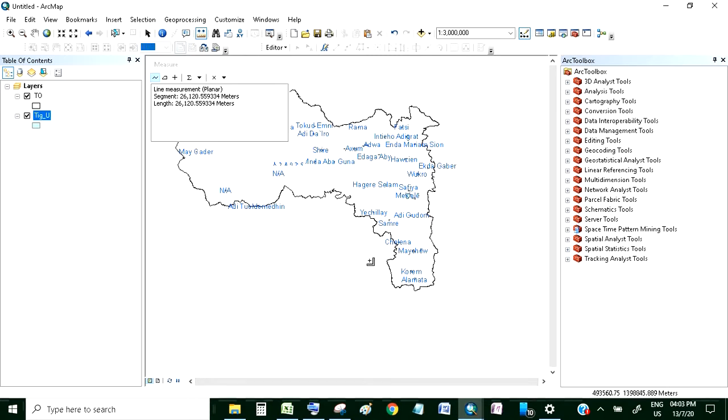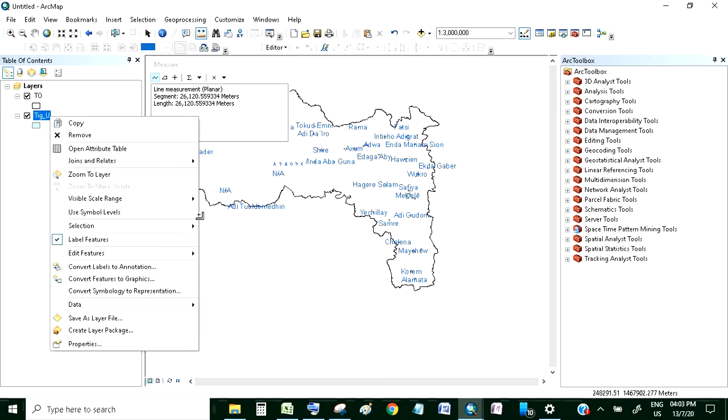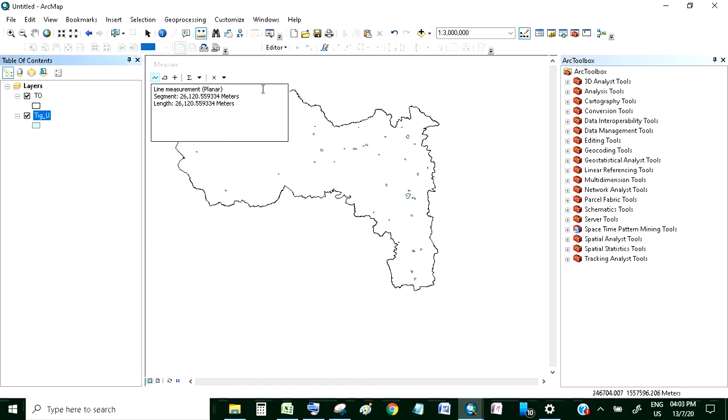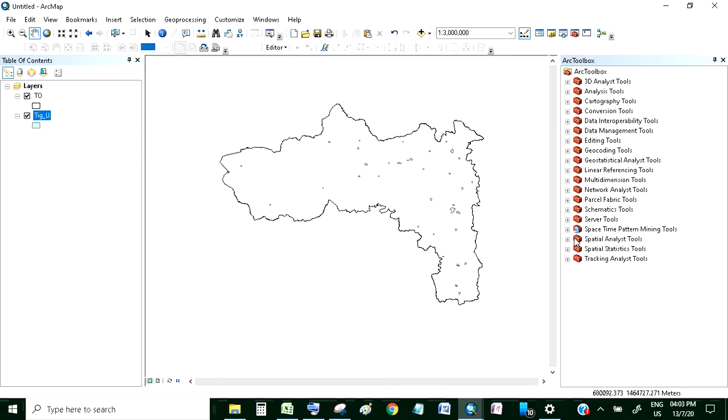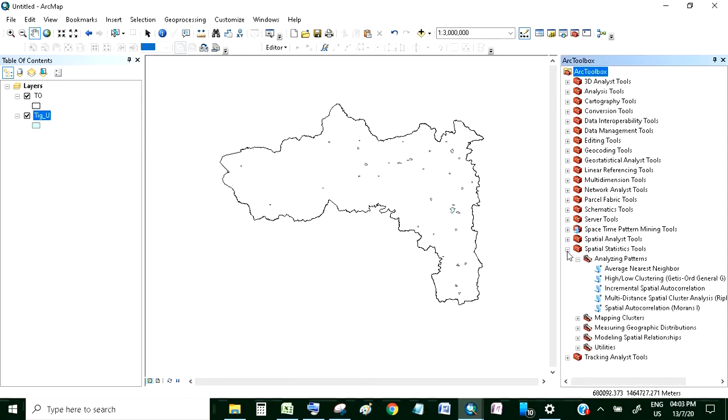So let's do it, and we will see the pattern. For that, I will use a special statistical tool for analyzing patterns. Within Analyzing Patterns, this is the Average Nearest Neighbor.